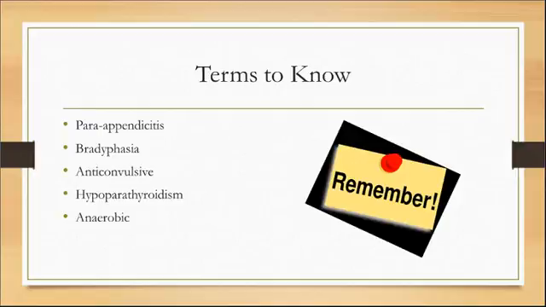Bradyphagia. Brady is going to always mean a slowness. So this particular term, bradyphagia, means an abnormal slowness of speech. Anticonvulsive. That prefix anti is going to mean to prevent or against something. So anticonvulsive is an agent that is used to prevent convulsions.